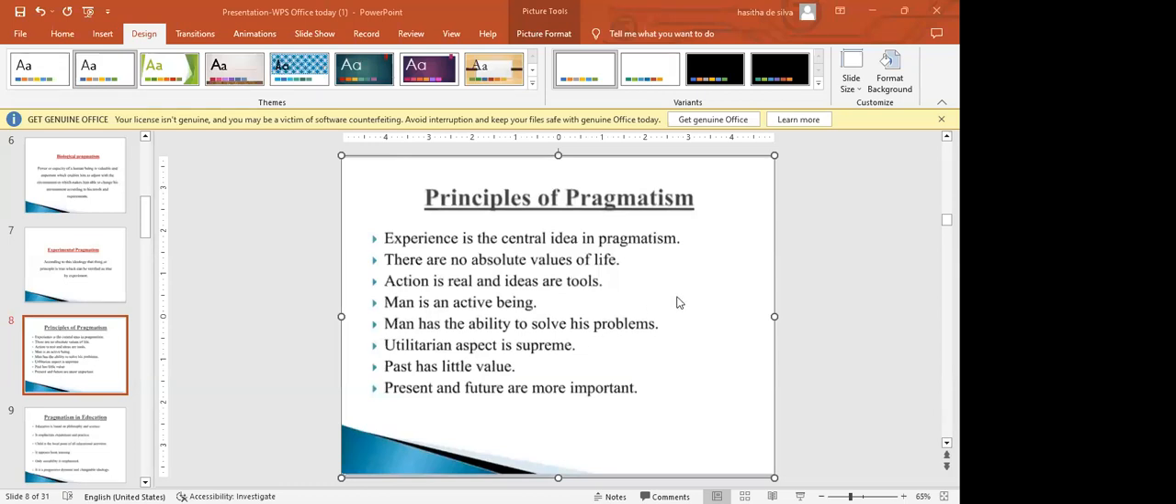The first one is that experience is the central idea in pragmatism. I will discuss that point. In pragmatism, the central idea is that experience holds a central and foundational role in shaping our understanding of the world and guiding our actions.